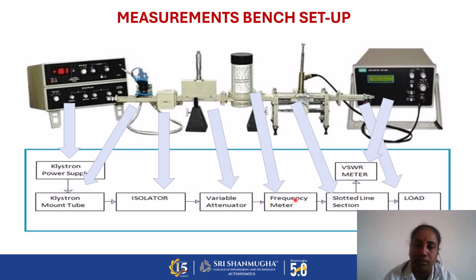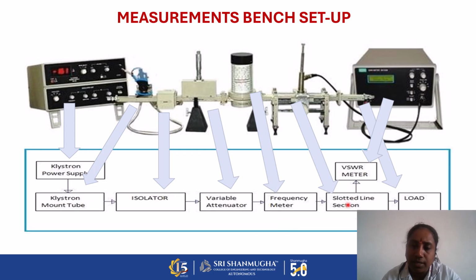And frequency meter. So this is the frequency meter. According to our frequency ranges, we can adjust the frequency range by using this frequency meter. And this is the variable type of attenuator, isolator, klystron mount with tube. It consists of an oscillator, mainly it acts as a generator, and this is the power supply. According to the frequency ranges, we can adjust the power level in the klystron power supply.